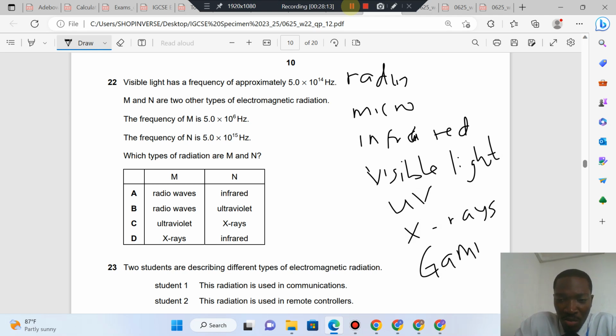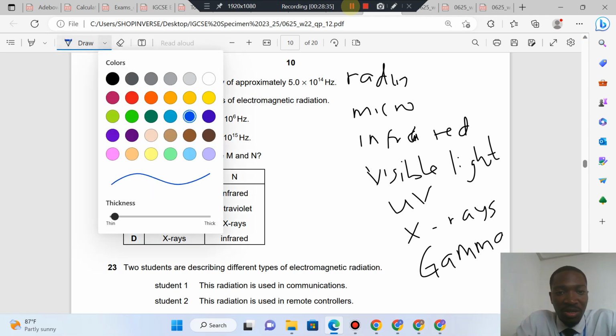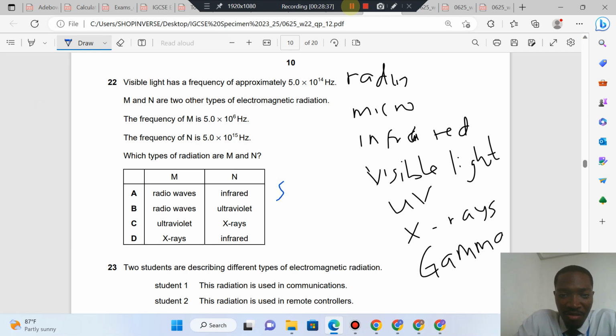These are all the components of the electromagnetic spectrum. Now, we were told that visible light is 5.0 times 10 to the power 14 Hertz. Let me use a different color to write that out so everything does not mix up together.